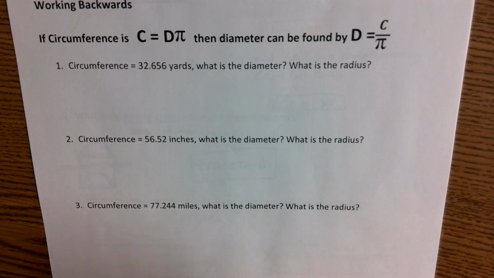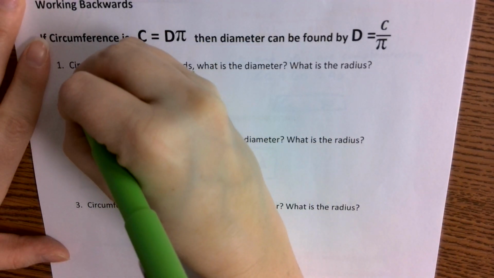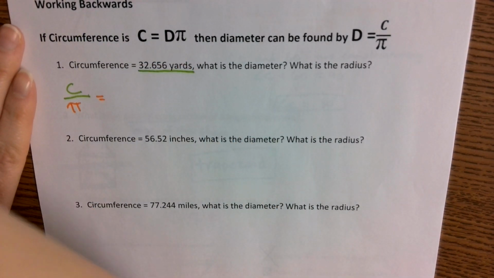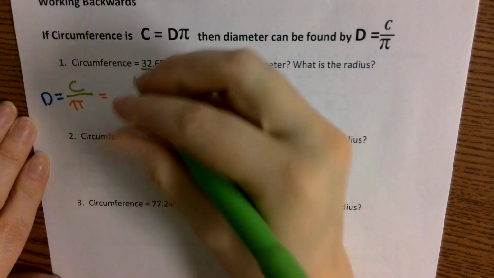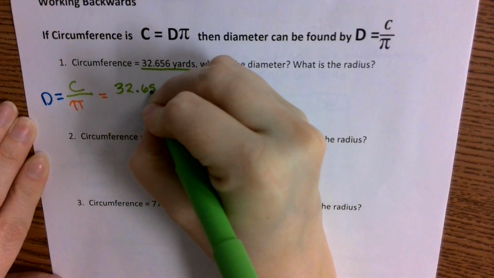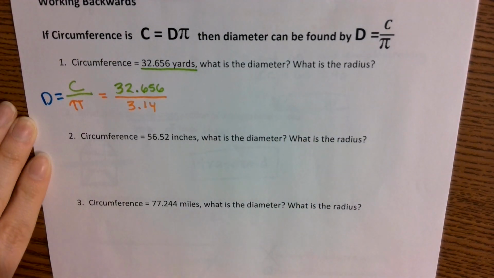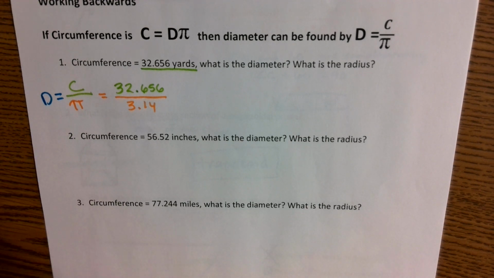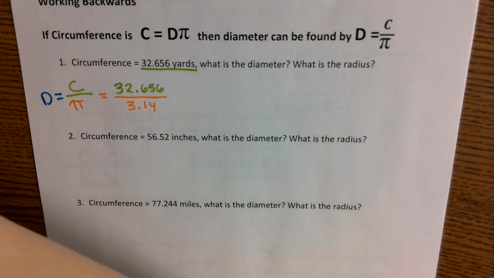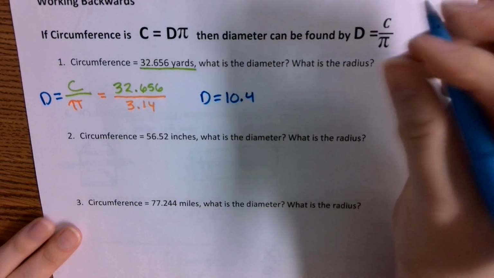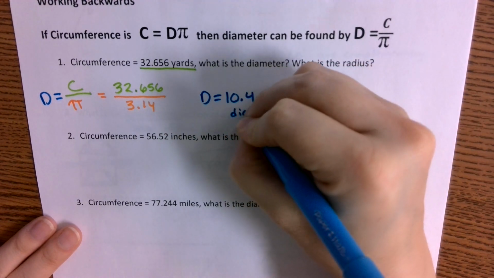If the circumference is 32.656, we can take this measurement, circumference, and divide it by the value of pi, and that will give us our diameter. Diameter is going to be equal to 32.656 divided by 3.14. So if we do 32.656 and divide it by 3.14, that's going to come out to 10.4 for the diameter. And that's yards. That's your diameter.